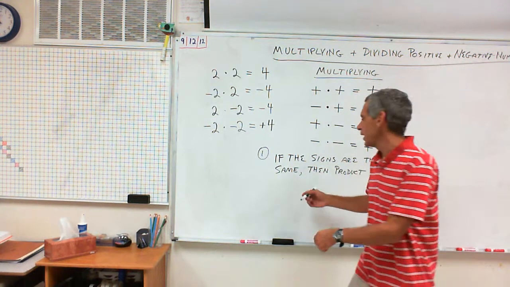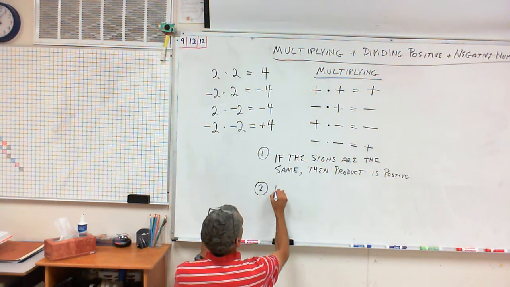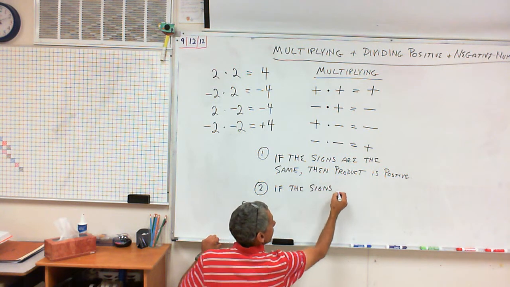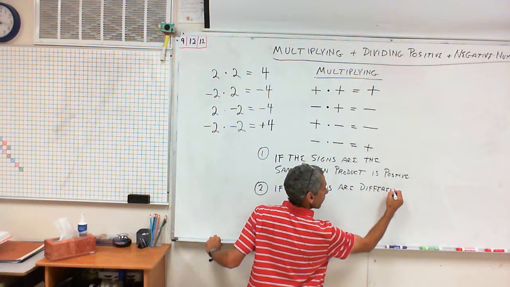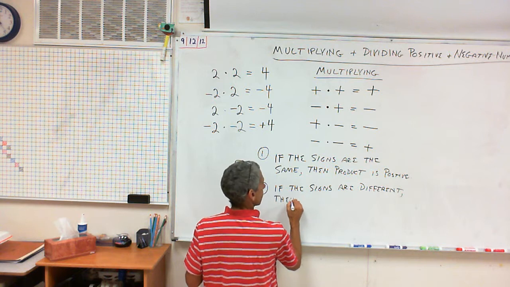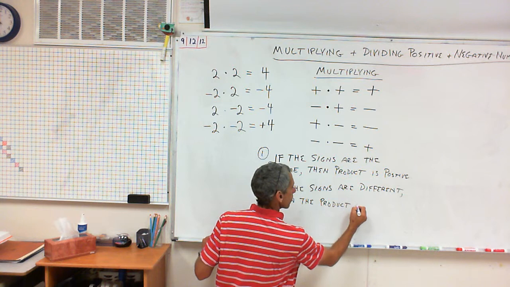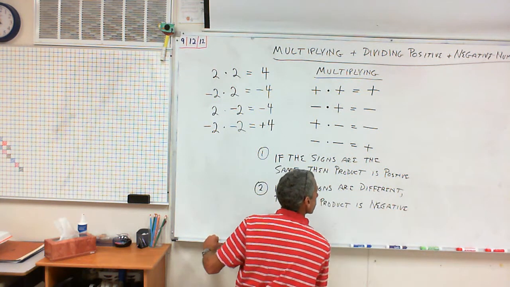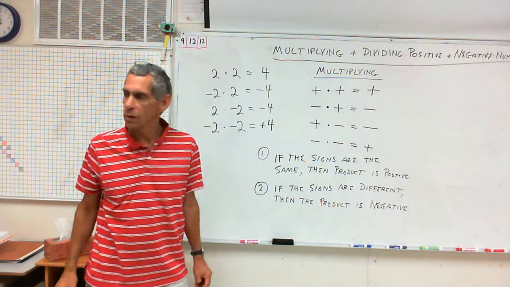All right, so say it one more time, Serena. If you have even one number as a negative, then it's going to be a negative. Okay, so if the signs are different, and you're multiplying them, then the product is negative. So that's pretty cool.